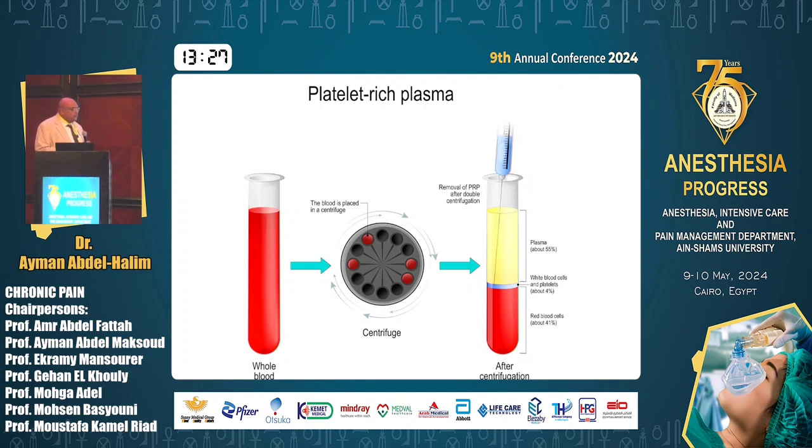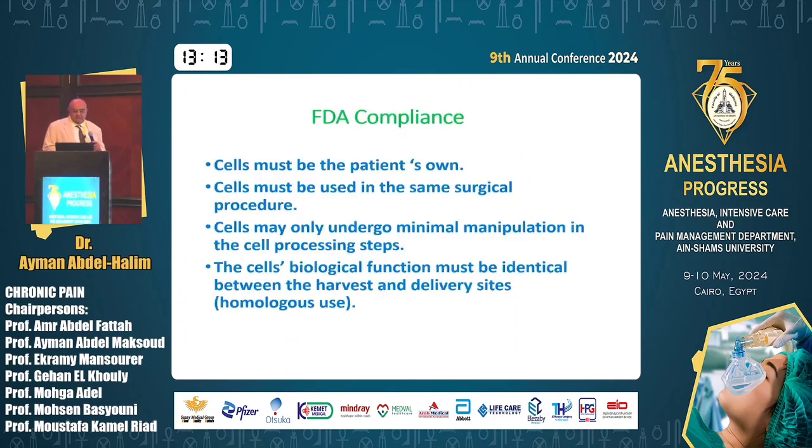We basically draw this blood from the patient and we put it in a centrifuge machine, and then we draw the platelet-rich plasma and inject it in the target under X-ray or ultrasound guidance. And these are basically FDA compliance indicators here.